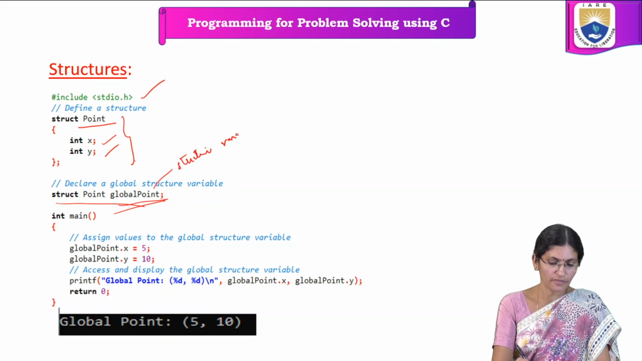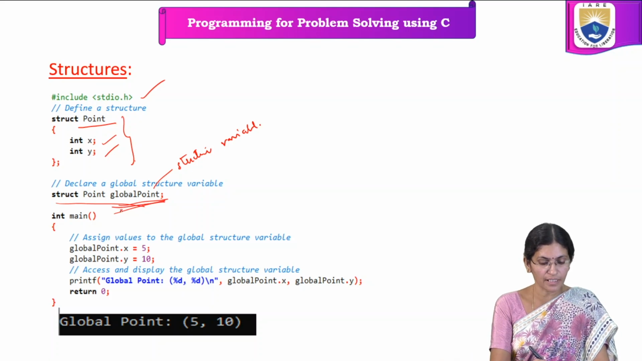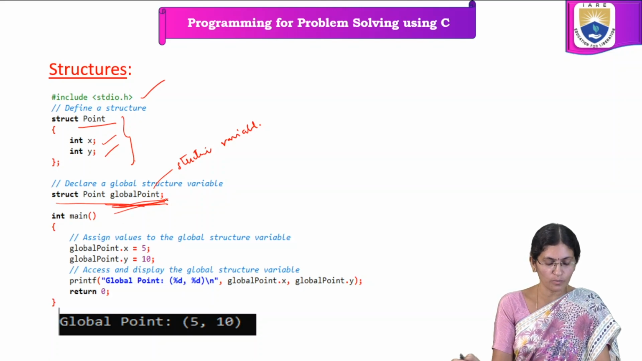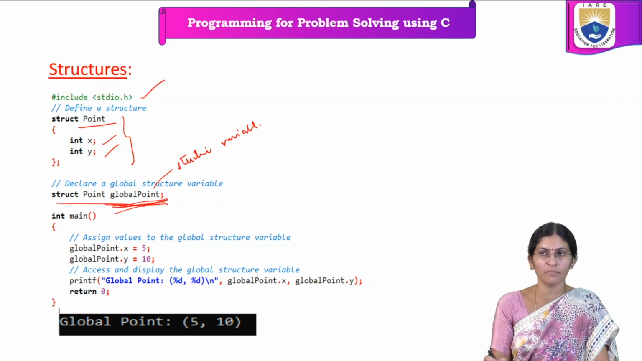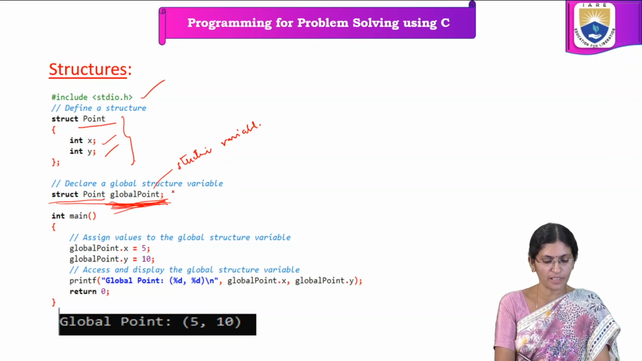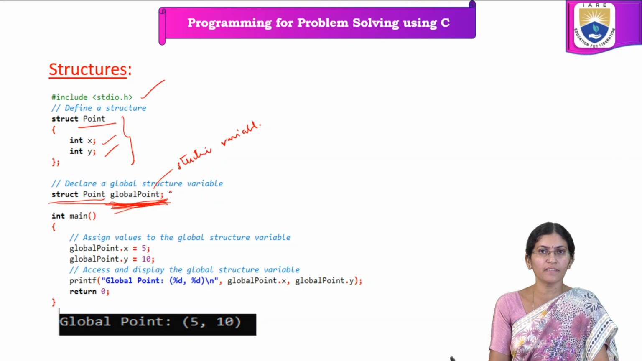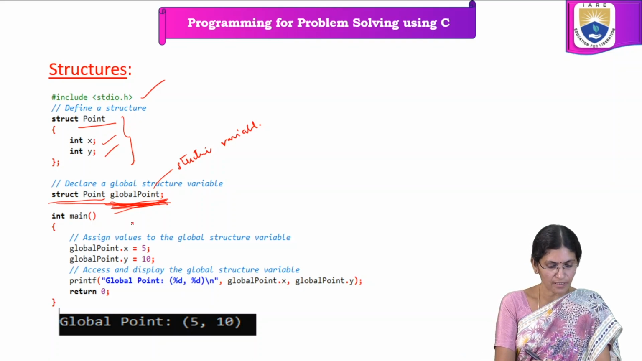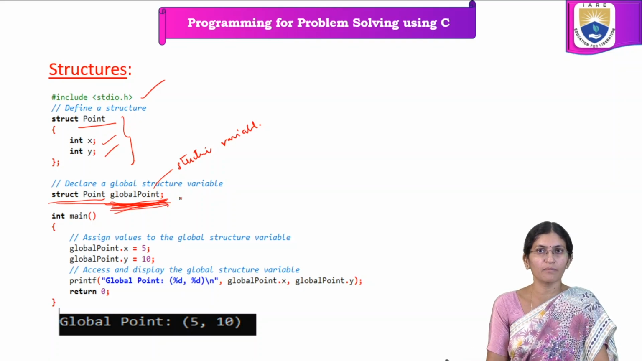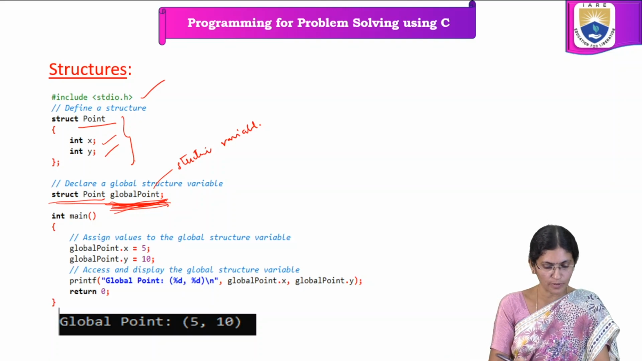This is the structure variable, and we have declared it before the main function itself. Therefore it is a global variable. So the structure variable is a global variable here. This global point is a variable which belongs to the type struct point. Since we have declared this variable before the main function, it is a global variable. The use of this global variable is that we can access it throughout the program.